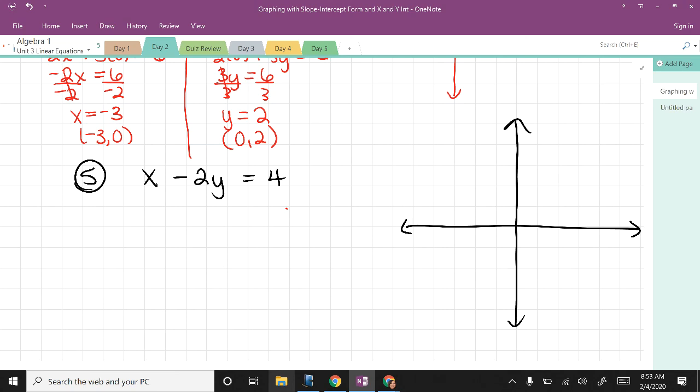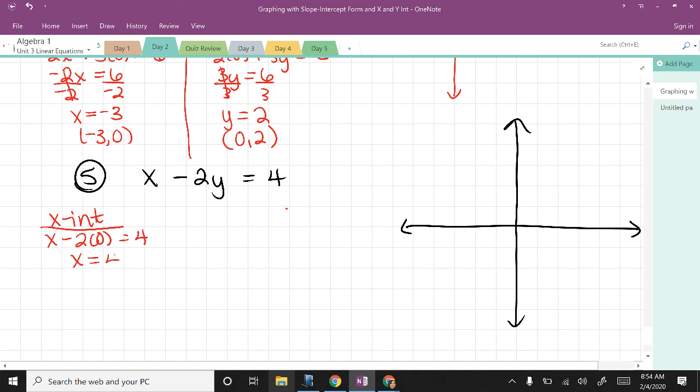Got it? Okay. X-intercept. How do I get it? 0 for y. So that's going to be x minus 2 times 0 equals 4. Oh, that's just x equals 4, isn't it? Y'all see that was just x equals 4 because that negative 2 times 0 canceled out. So 4, 0 is the ordered pair for the x-intercept.